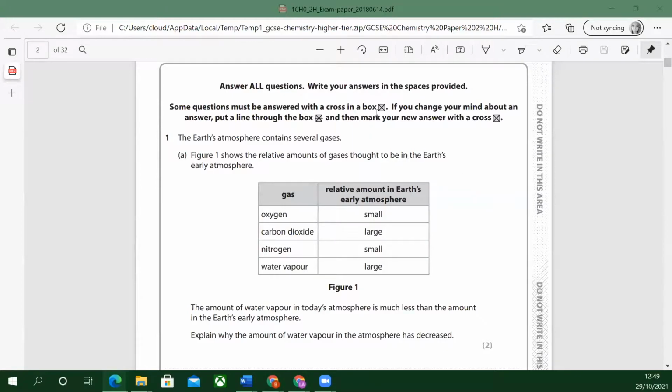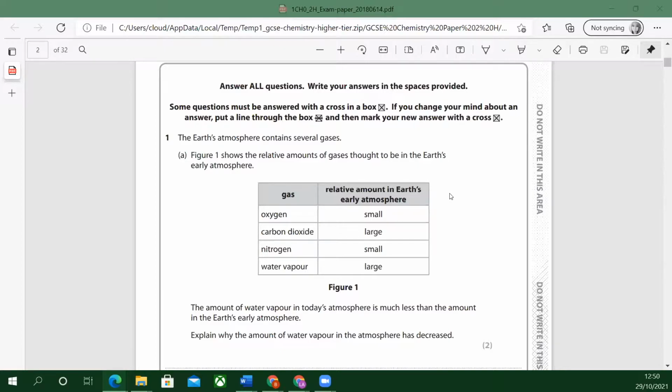Answer all questions. So sometimes there's a box and it tells you at the top you need to put a cross in the box. And if you change your mind, put a line through it and then mark your answer. As long as it's clear, don't worry about neatness too much in an exam. As long as it's clear what the answer is. Okay, let's look at the first question.